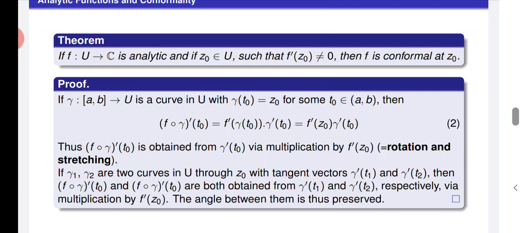If gamma 1 and gamma 2 are two curves in U through z0 with tangent vectors gamma 1 dash of t1 and gamma 2 dash of t2, then (f o gamma 1) dash of t1 and (f o gamma 2) dash of t2 are both obtained from gamma 1 dash t1 and gamma 2 dash t2, at the points t1 and t2 respectively, via multiplication by f dash z0. The angle between them is thus preserved.